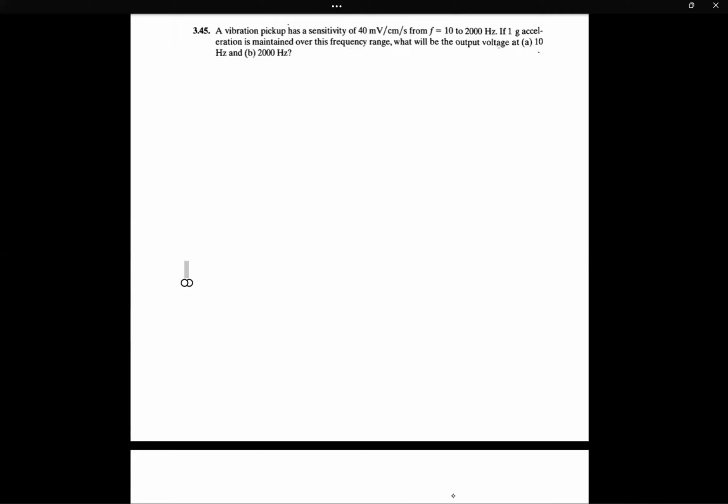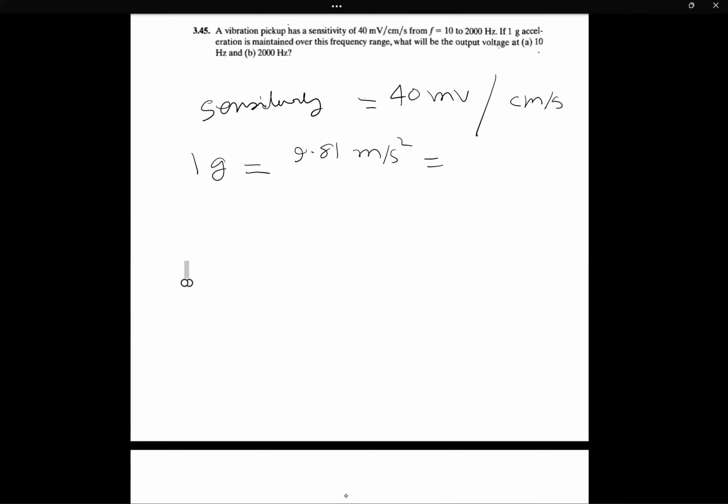So let me write. The given is sensitivity, which is 40 millivolt divided by centimeter. Second, we can write the 1g acceleration as 9.81 meter per second square, or I'm just going to do it in centimeter because all other values are given in centimeters. So 981 centimeter per second square.